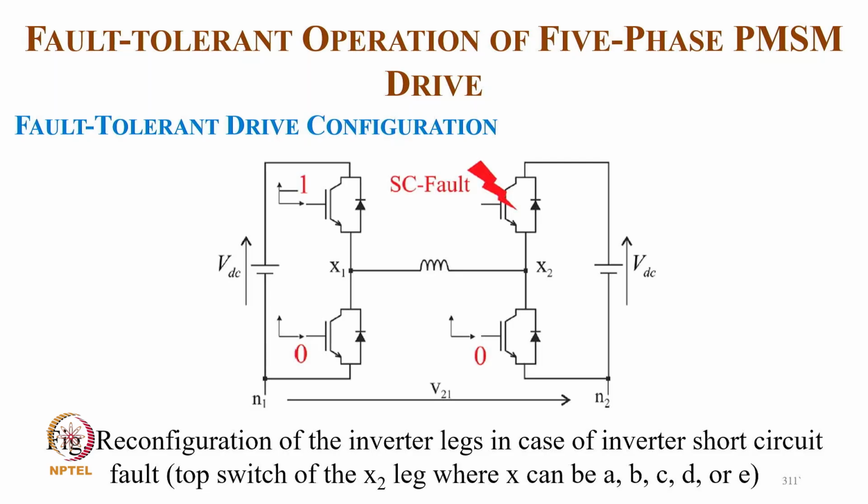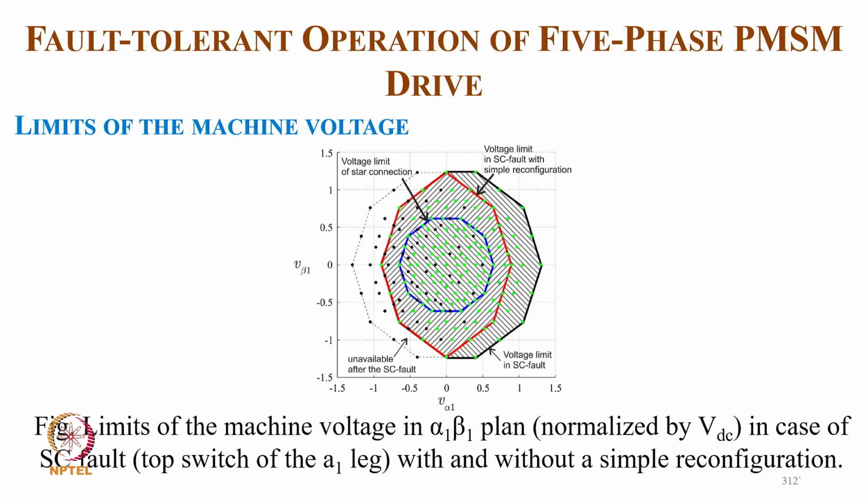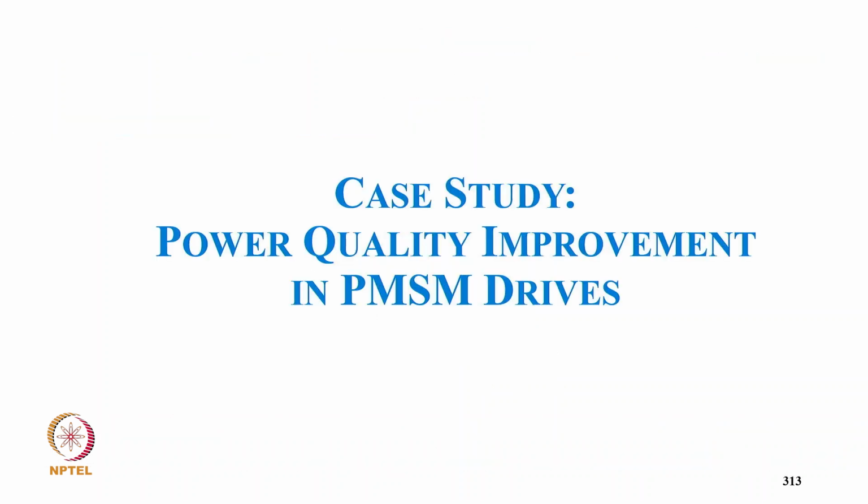When a typical fault is there, the reconfiguration of the particular leg is done in case of inverter short circuit. And this is typically how you can call it the voltage of the star connected, and typically the voltage limit in short circuit fault with simple configuration.